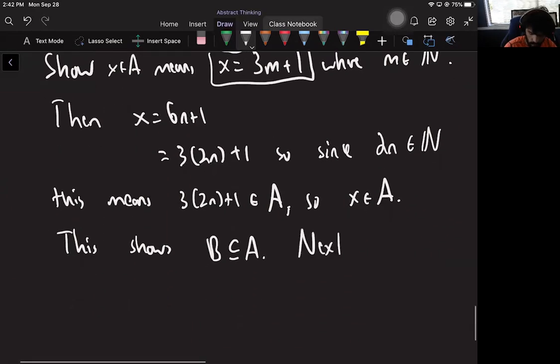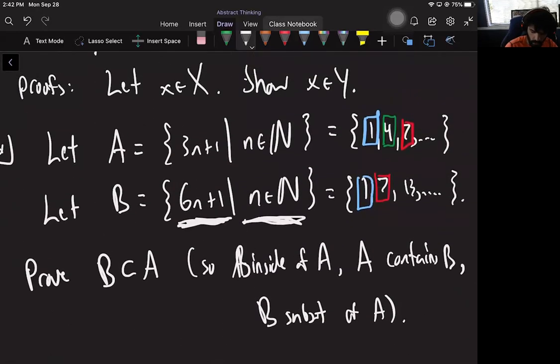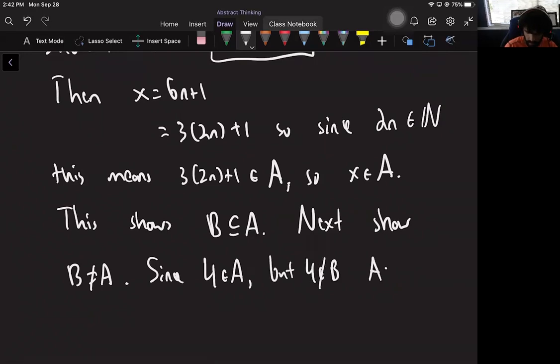So next we have to show that B is not equal to A, just by showing that they differ in some way. And that's a little bit easier to do. We can just look at an example, a counterexample. So 4 is in A, but 4 is not in B. That means that they're not the same. So thus B is strictly contained inside of A, and there's no possibility that they're equal. Okay, so that's the end of the proof.